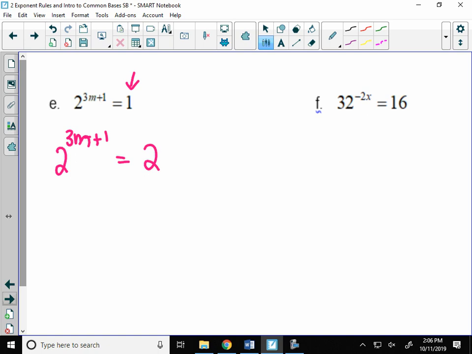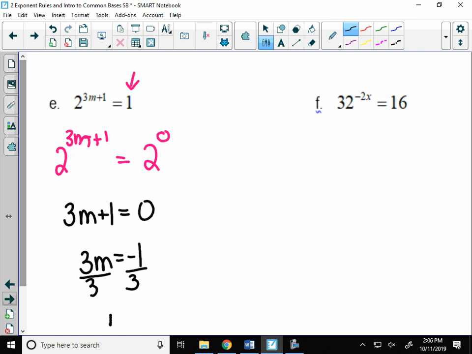Well, yes. If you know that anything to the 0 power equals 1, I can rewrite that with a base of 2. Now that they have the same base, I can take the exponents and set them equal to each other. I subtract 1, so I get 3m equals negative 1, and divide by 3. And there is your solution.